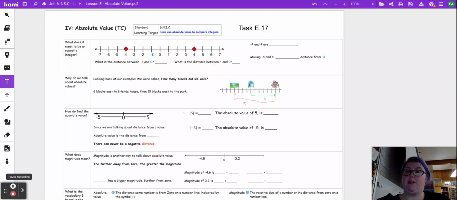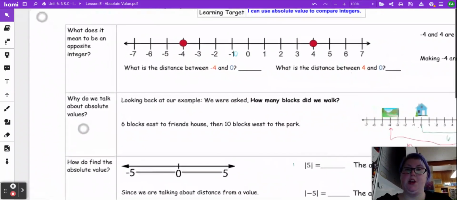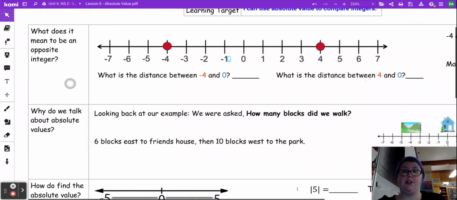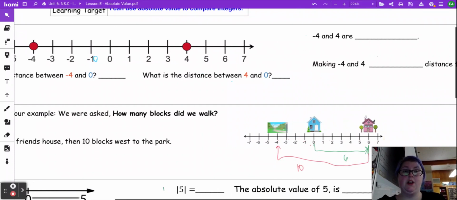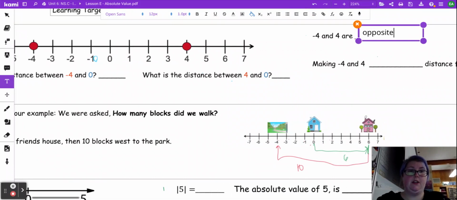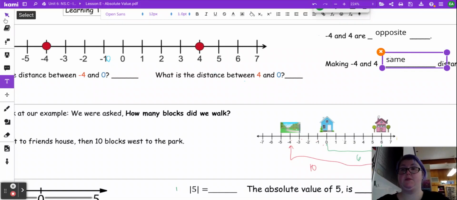Today we are talking about absolute value and using that to compare integers. So let's review first. What does it mean to be an opposite integer, or an opposite of an integer? So 4 and -4 are opposites. That means that -4 and 4 have the same distance from 0.